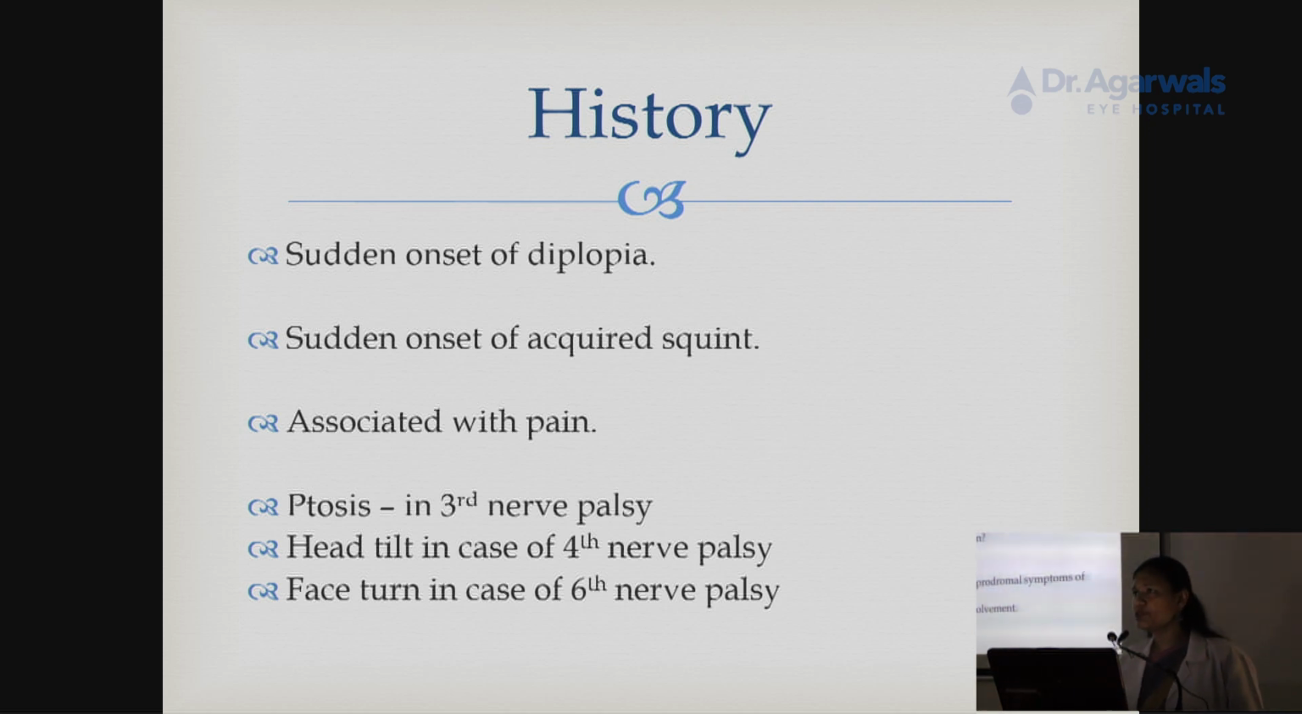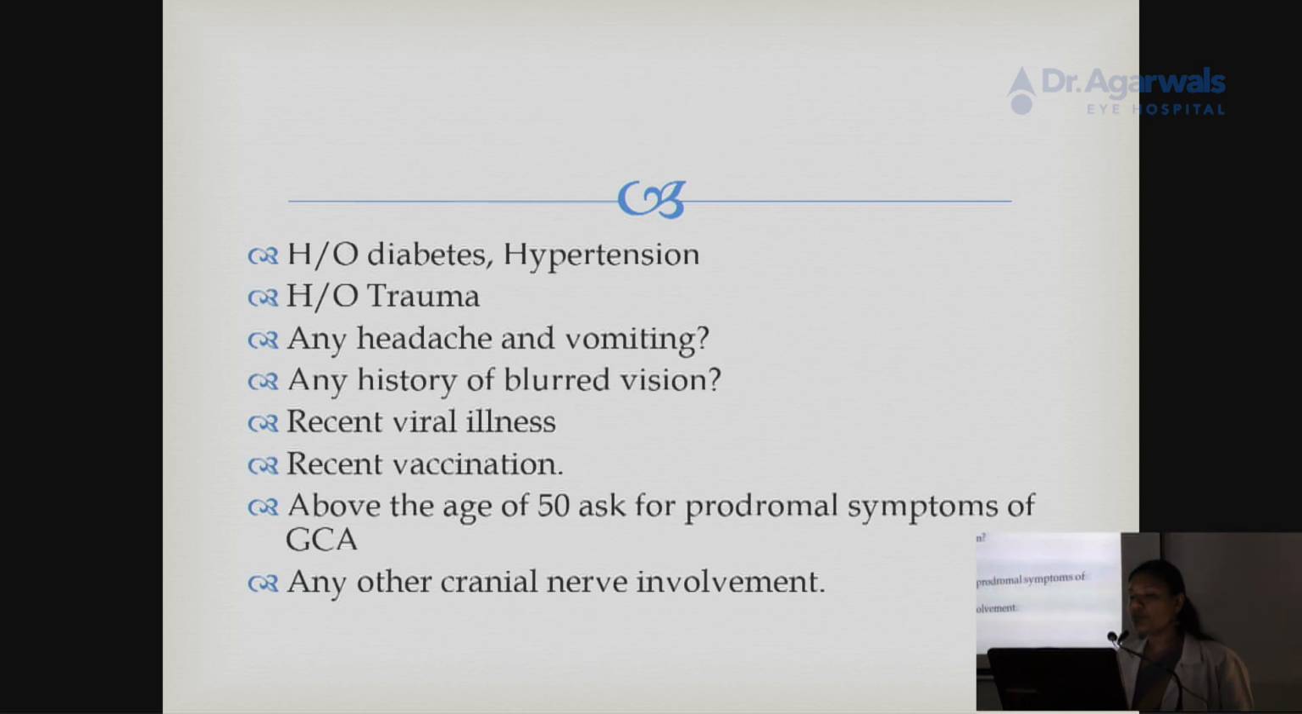So what are the other histories which we will look at? We'll ask for history of diabetes and hypertension, which are the commonest causes for ischemic nerve palsies, and history of trauma. Was there any head trauma to cause a nerve palsy? Any headache and vomiting, suggesting increased intracranial pressure, which can result in a nerve palsy? Any history of blurred vision? Sometimes the optic nerve can also be involved along with the other nerve palsies. Any recent viral illness or recent vaccination? Both of these can lead to a 6th nerve palsy.